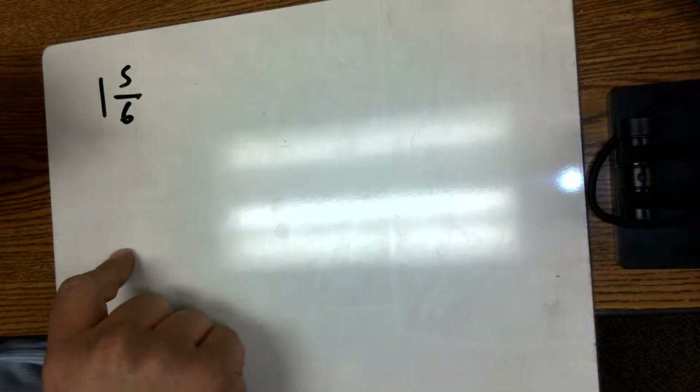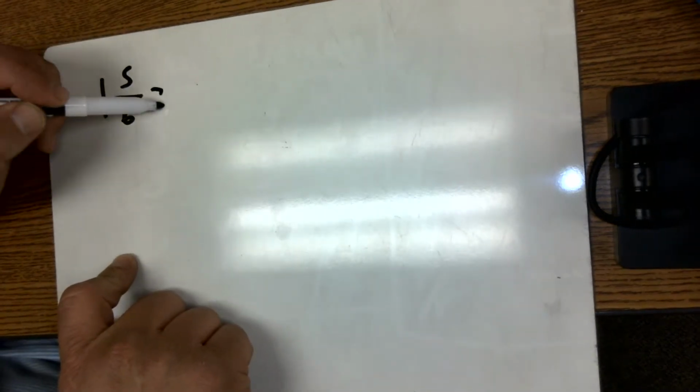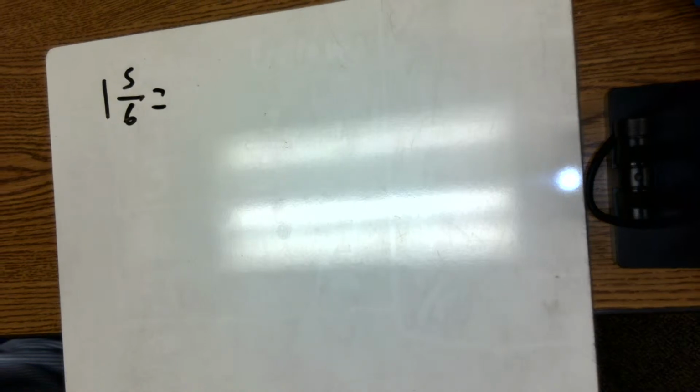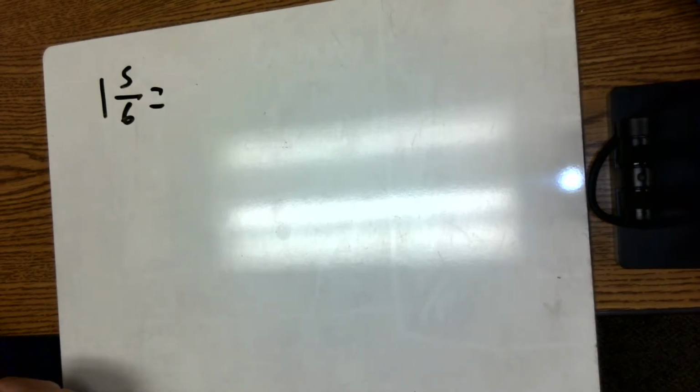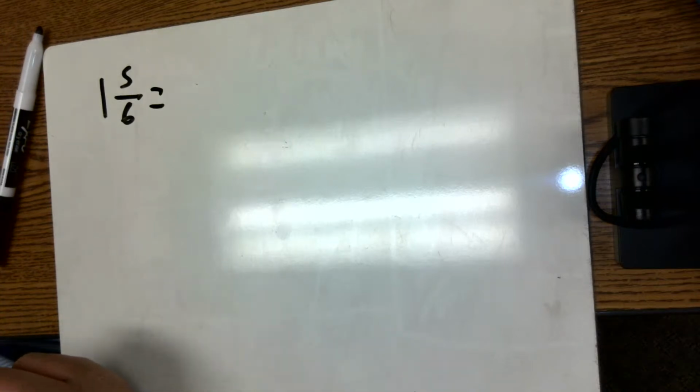1 and 5/6. Give me 3 ways to rewrite or add 1 and 5/6. Go ahead and give it a try, Piper, and see what you come up with.